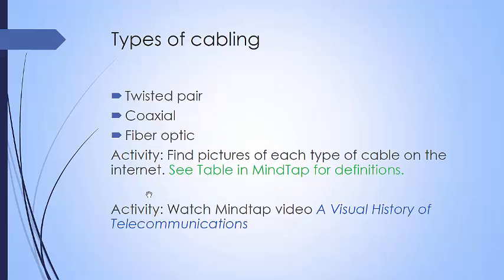The first set of things you may recall. Under the types of cabling, we talked about twisted pair, or I mentioned twisted pair, coaxial, and fiber optic. So here's one thing you should do. Find pictures of each type of cable on the internet, and there's a table in MindTap in your reading in the relevant section on telecommunications 2.5 that gives you definitions and descriptions for each type of cable, and then watch the video, A Visual History of Telecommunications.